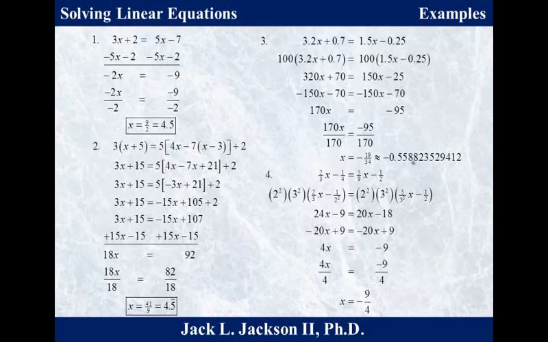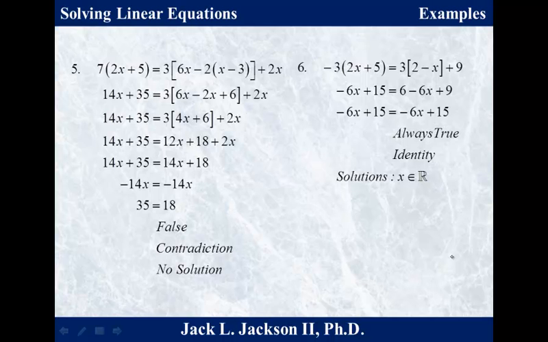So we can add 9 to both sides and negative 20x to both sides, and eliminate the variable term on the right and the constant term on the left, and we get 4x on the left equals negative 9 on the right. Divide both sides by 4, and we get x equals negative 9/4. And we would probably leave it in fraction form since it started in fraction form, but of course that's also negative 2.25 if you wanted it in decimal form.